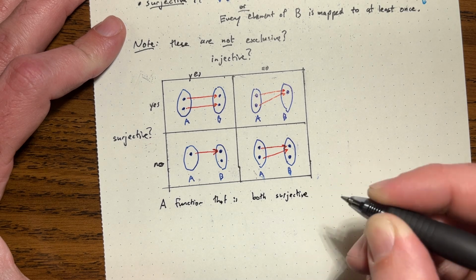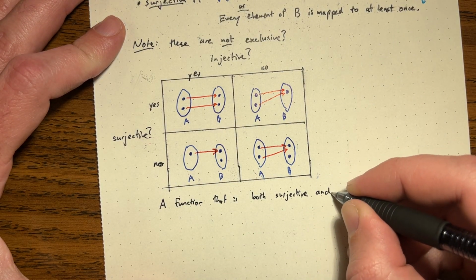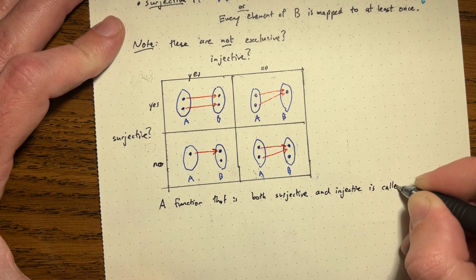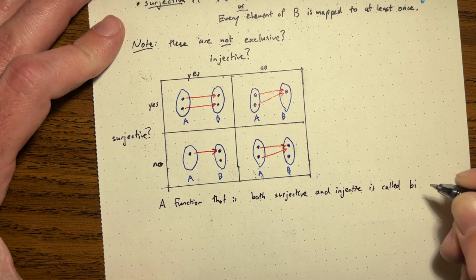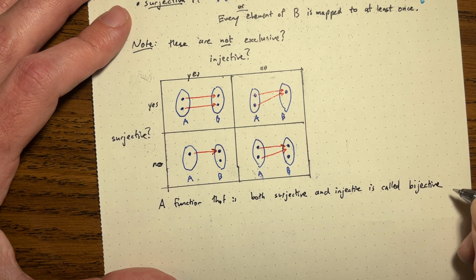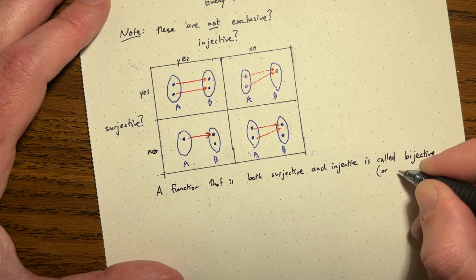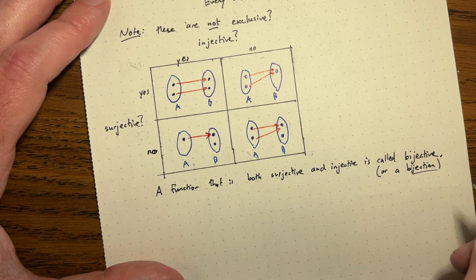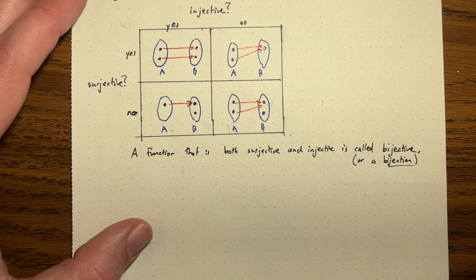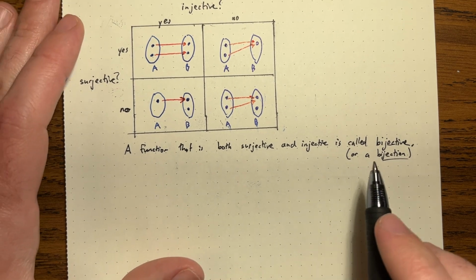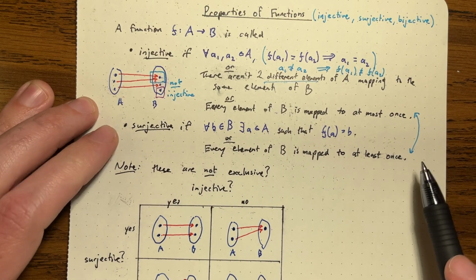as I mentioned before, we have a special name for that. Both surjective and injective is called a bijection. Bijective is the adjective, or a bijection. These are very important in mathematics, so we're going to be using these a lot for the rest of the course. But essentially, what's the other way to think of a bijection other than it's surjective and injective?